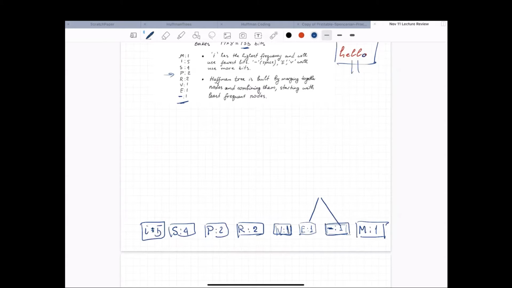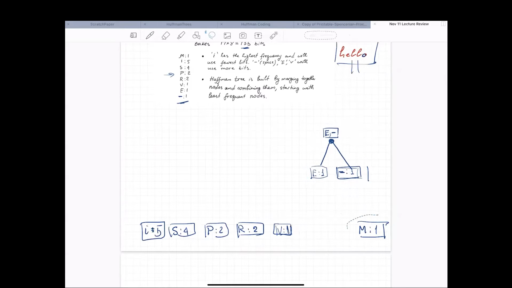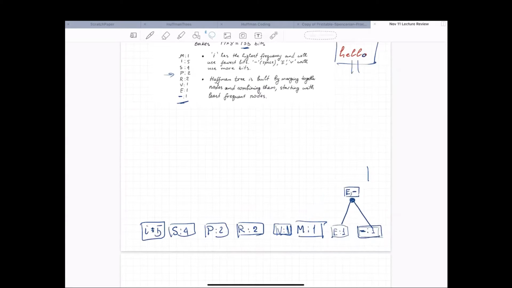And I'm combining this into a single node. The single node I'm calling simply E space is going to be the name of this node. Then I'm going to combine M and V, for example. Hold on 1 second. Let me just move it so that my tree looks okay. Okay. So let me just draw it like that. Inside the computer, the way you arrange these doesn't matter. These are just nodes. I'm just drawing them.